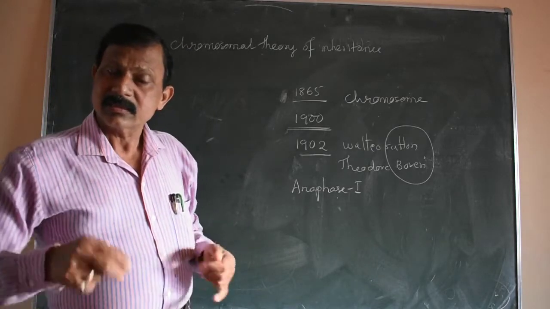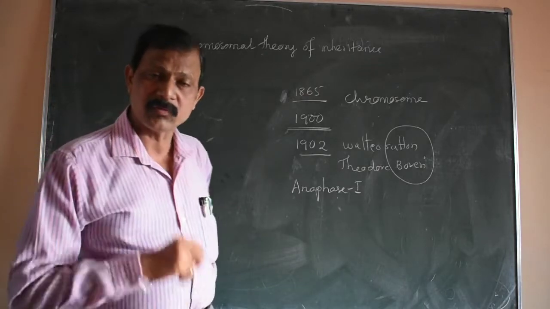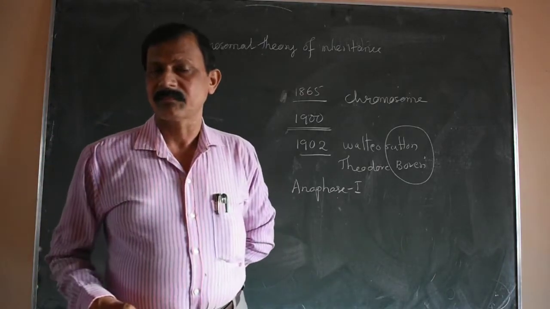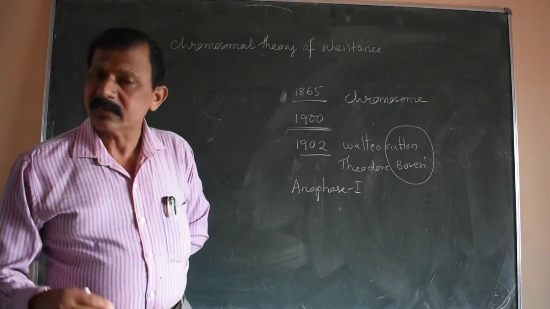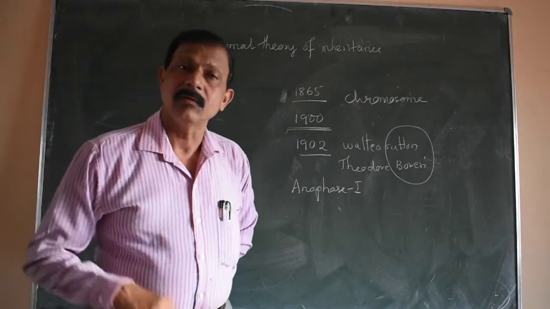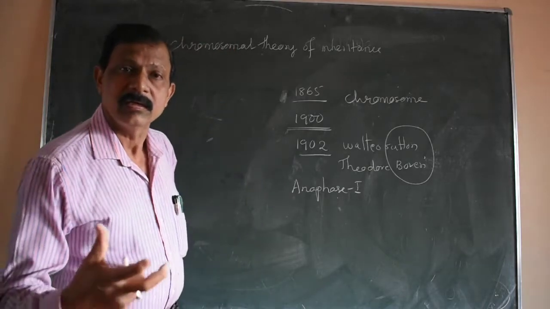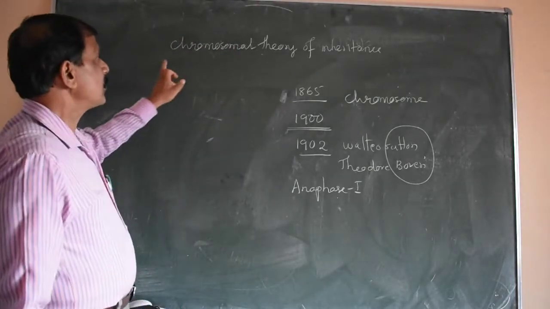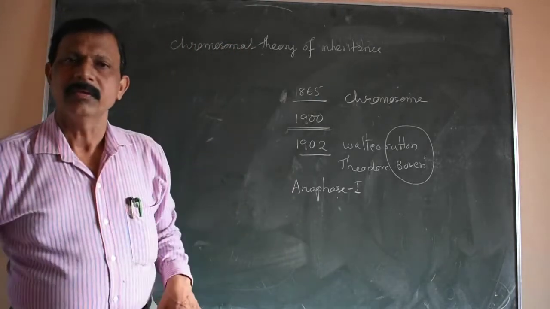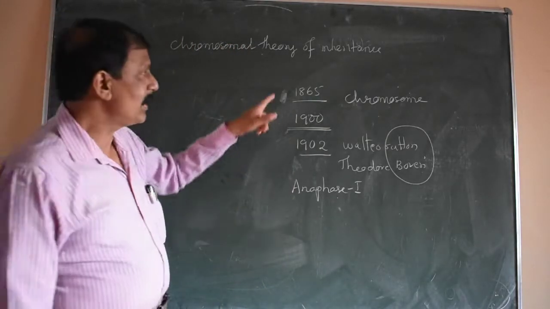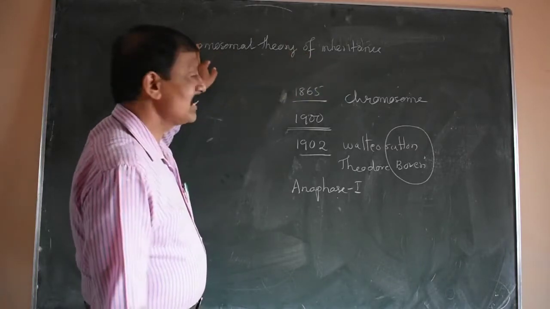This separation of characters during anaphase 1, and Mendel's gene or factor that segregates from one generation to another, are combinedly called the chromosomal theory of inheritance. In other words, exactly what we are saying is that the inheritance material is present in the chromosome.